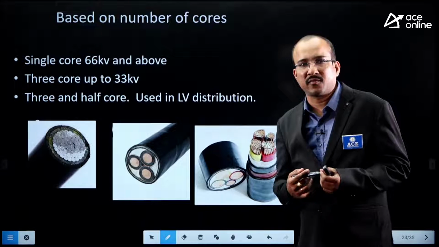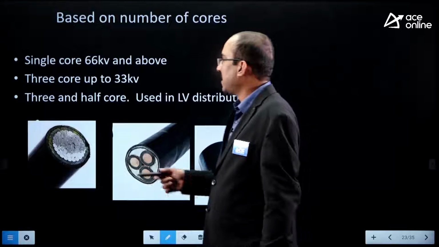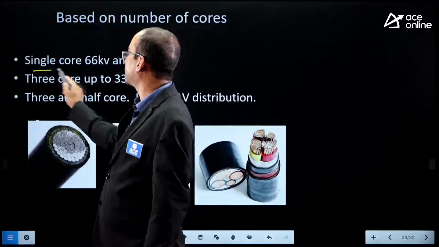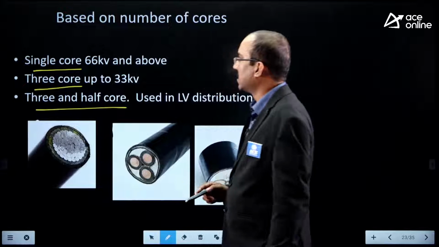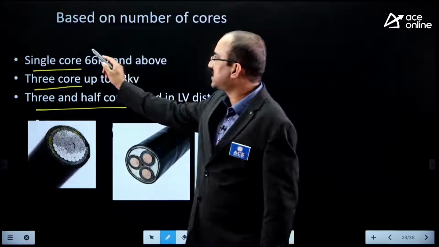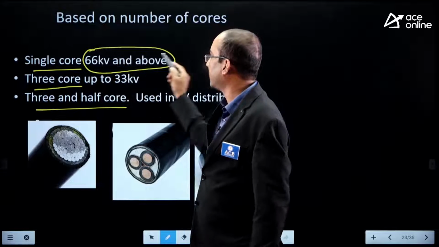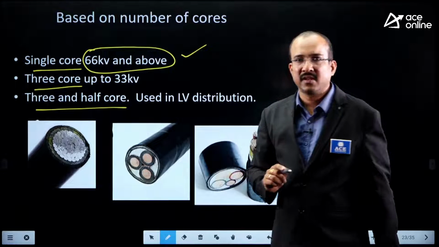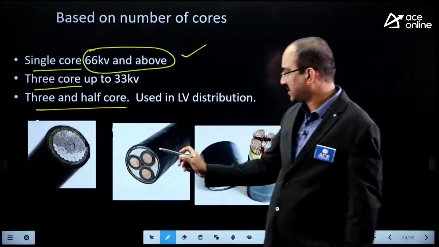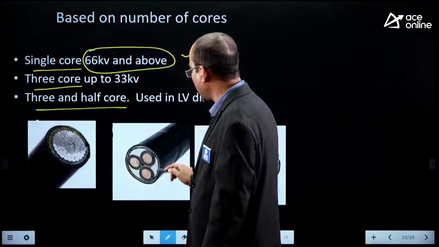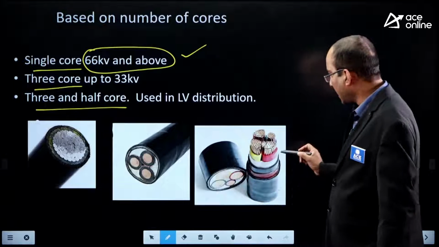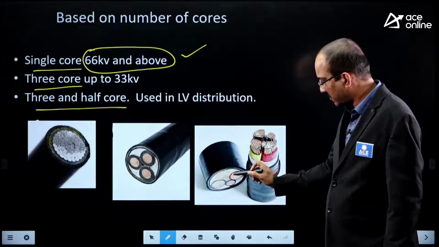And based on the number of cores, we have single core cables, 3 core cables, 3.5 core cables. For 66 kV and above, we prefer to go with single core cables. This is a single core cable. There will be only one core. And this is a 3 core cable. And this is a 3.5 core cable.